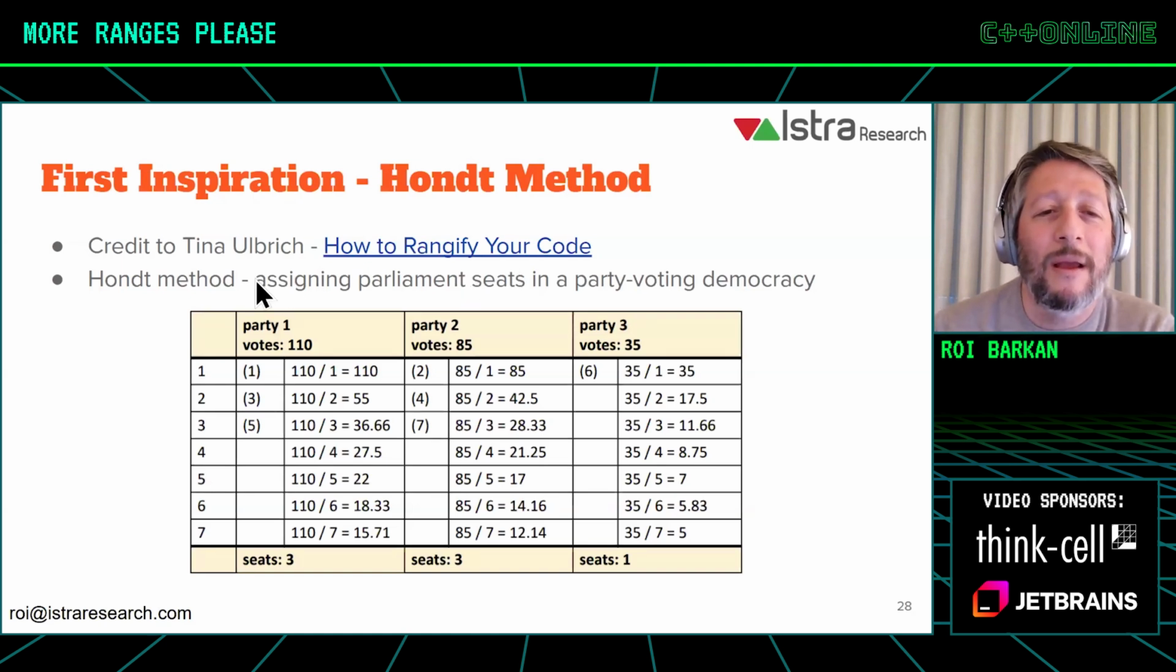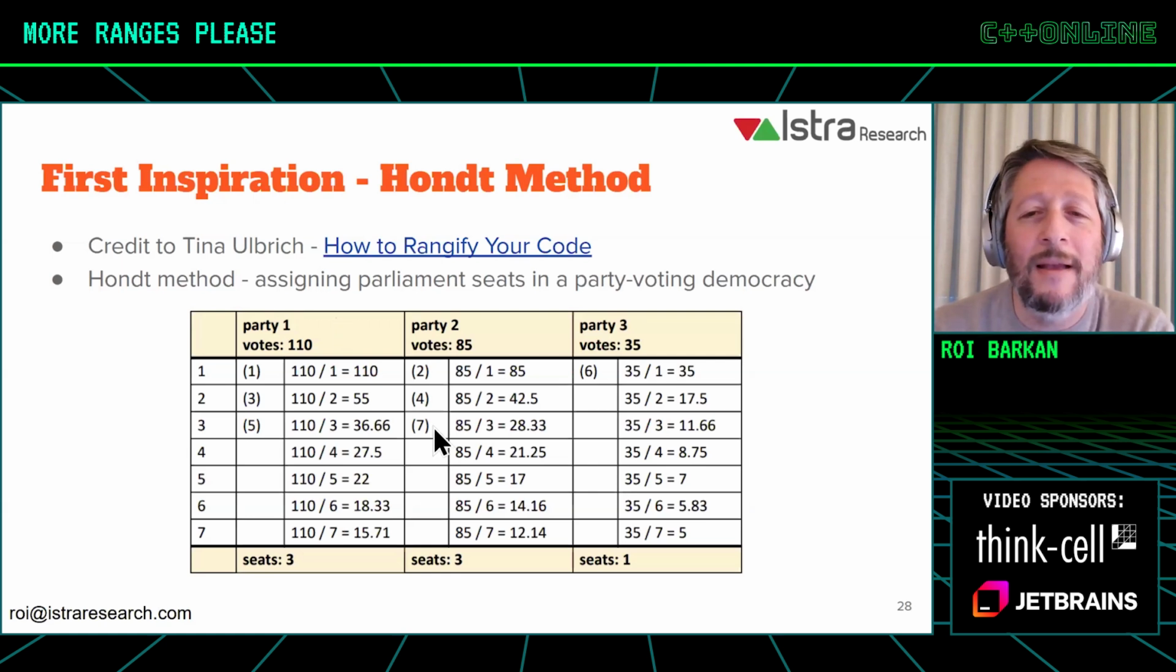And in this example, party number 1 received 110 votes, party number 2 received 85 votes, and party number 3 received 35 votes. And the D'Hondt method basically says we create this table with one column for every party, and in each cell in the table, we write the number of votes divided by the row number. So for party number 1, all the items will be the number of votes divided by ever increasing numbers. Party number 2, again, the number of votes divided by an ever increasing divisor.